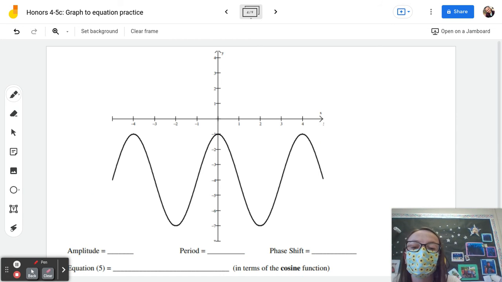Okay, on to the next question. So this next question is different because we definitely went up or down on the x-axis. What I'm going to do first is establish my midline. I want a line that separates the highest point from the lowest point exactly.